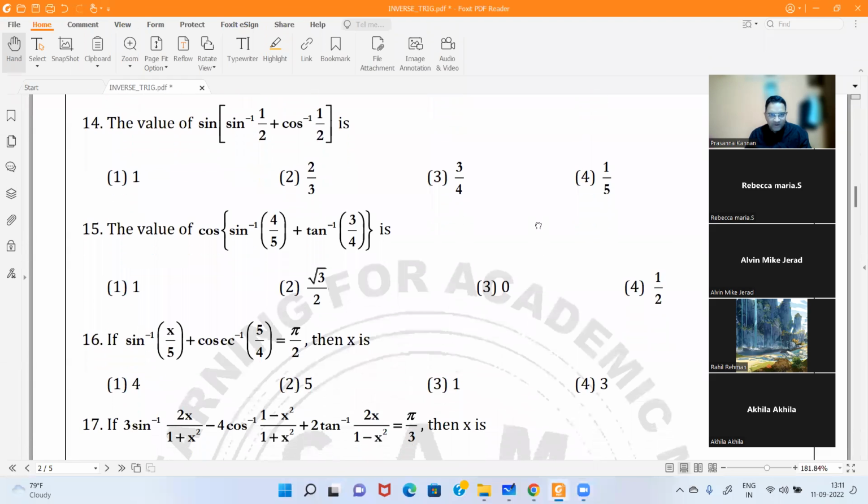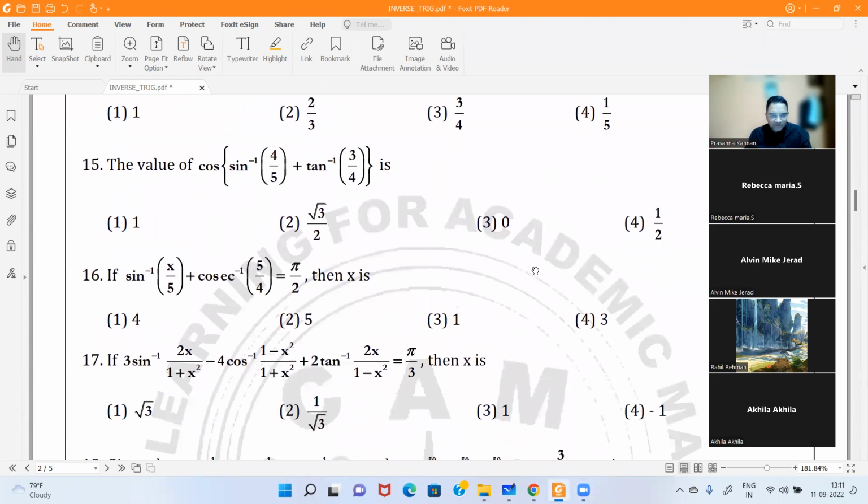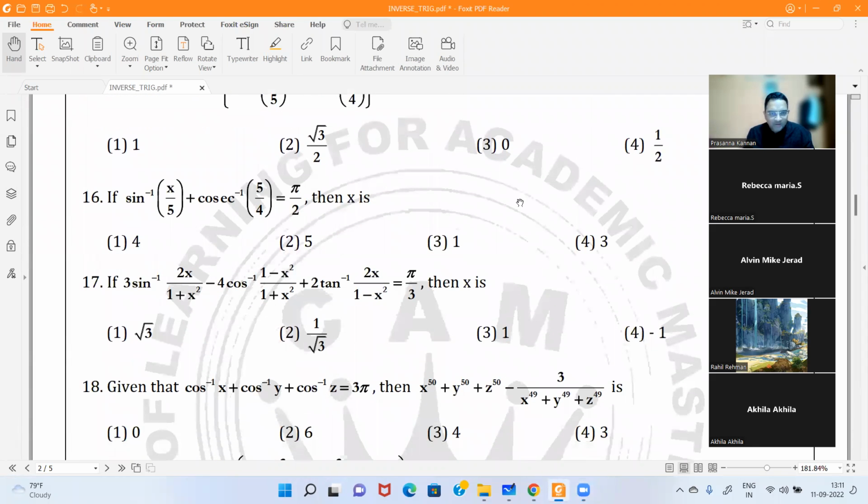Okay, let's now move on to the next question. The next question is question number 16. Now, question number 16, what is given? Sine inverse of x by 5 plus cosecant inverse of 5 by 4 is equal to pi by 2. Then what is x?